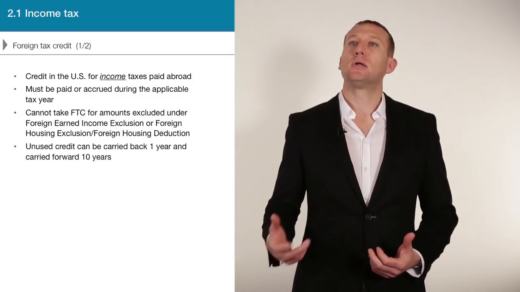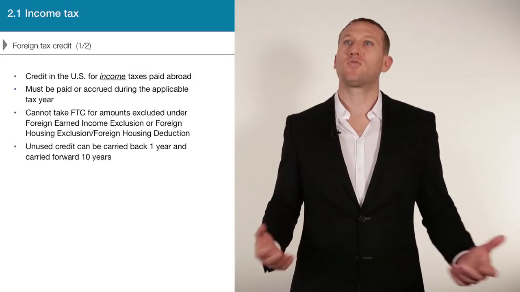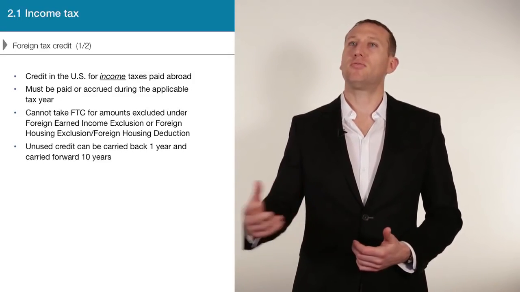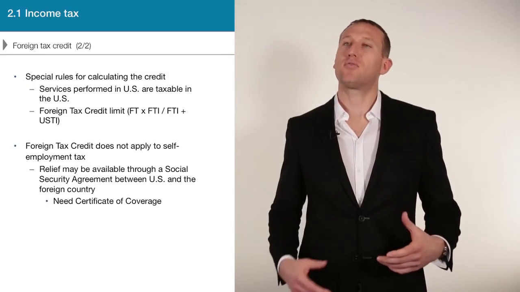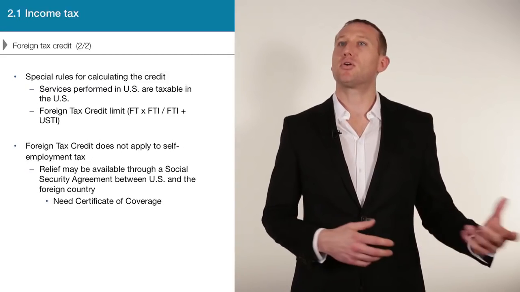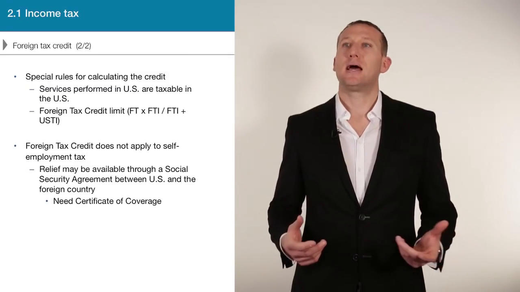So for example, let's say your foreign income tax rate where you live is 40%, and your equivalent rate in the United States would be 30%. Since you paid a higher tax rate in a foreign country than you would pay in the United States, your tax in the U.S. would be wiped out. There's special rules for calculating the foreign tax credit. For example, any income earned in the United States is not subject to the foreign tax credit.